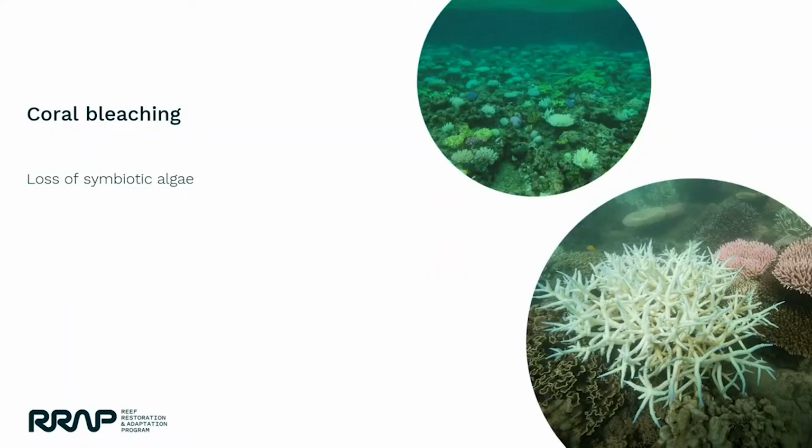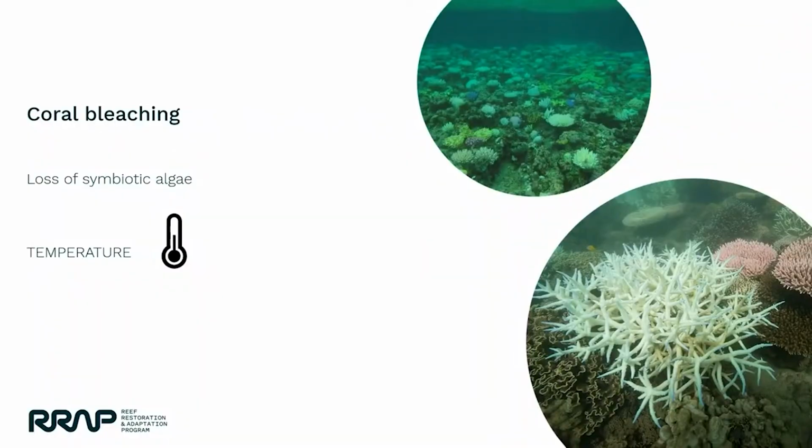So as you all know, corals have a symbiotic relationship with algae, and when they get stressed, the symbiotic relationship is broken and they expel the algae from the coral, so that's when we see the white skeleton underneath. The most usual reason for this is when temperatures exceed what the corals are used to, and this is exacerbated by high light intensity.